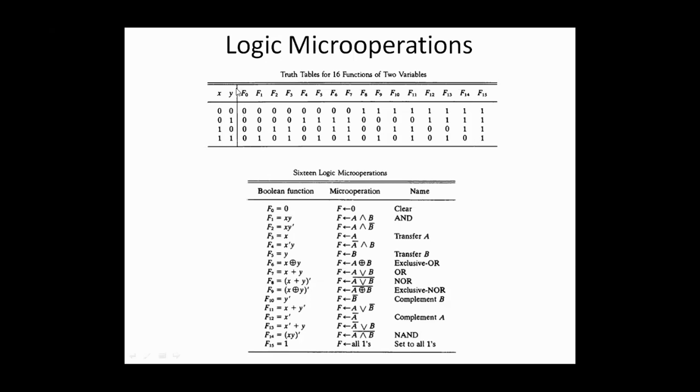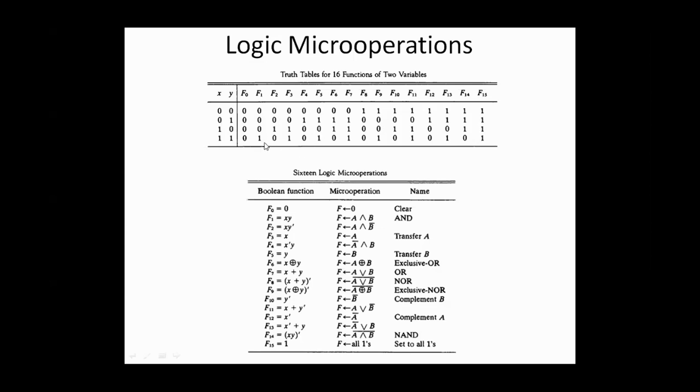So for example, one logic microoperation can be that whatever is the input, the output will always be 0. So this can be one microoperation. Whatever be the inputs, the output always will be 0. Similarly, there may be another microoperation that whatever is input, the output will be 1. Fine. This may be that function. And then there may be other functions.